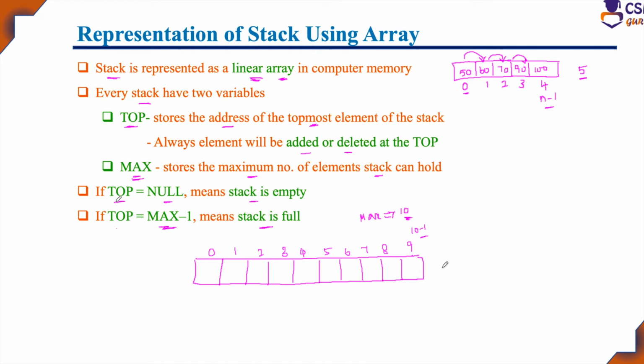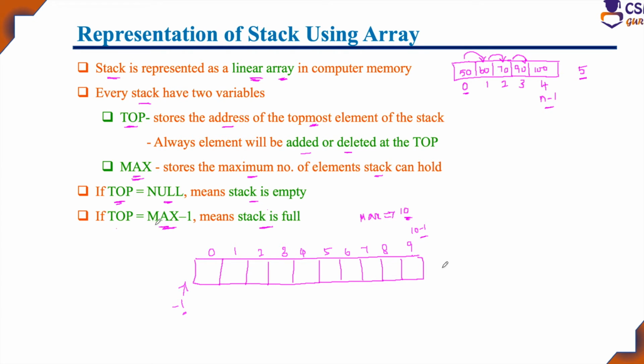Suppose top is equal to null. So top null means stack is empty. Here we have not inserted any element into the stack. Now stack is empty, so in this case, top value will be null. Top will be pointing here, that is minus 1 position, always it will point. Null, in the sense, minus 1 we will represent.